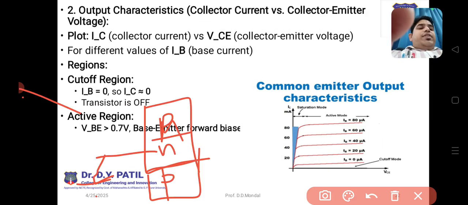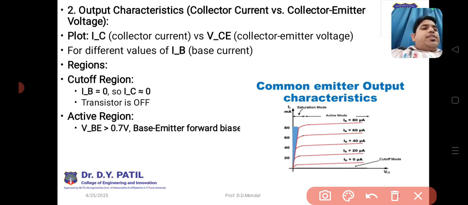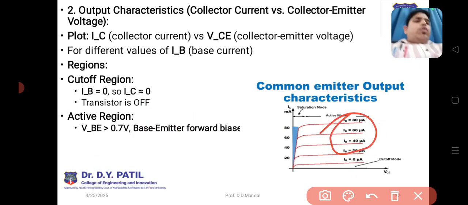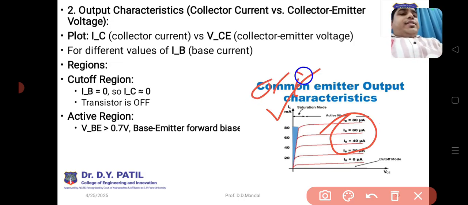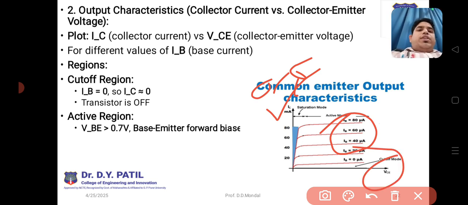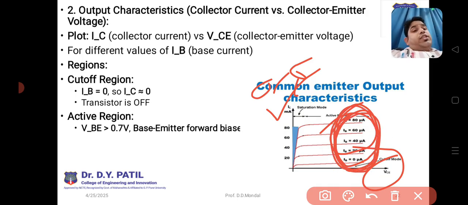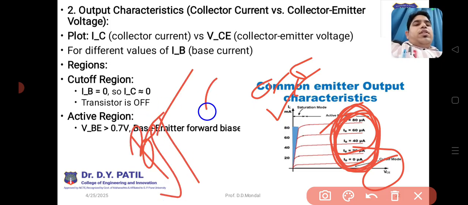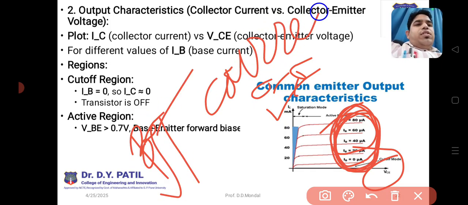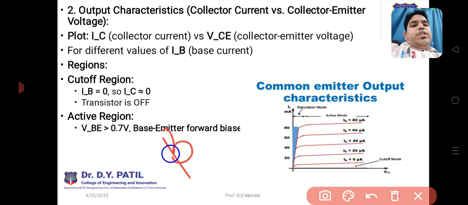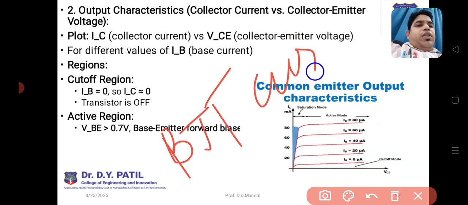As we can see in the VI characteristics, the IB current controls the IC. The input current IB controls the output current IC. So IB is controlling, which means the base current controls the transistor. Because of this, we call the BJT current controlled.